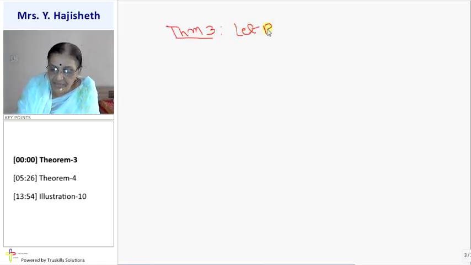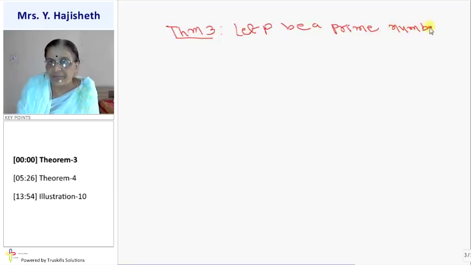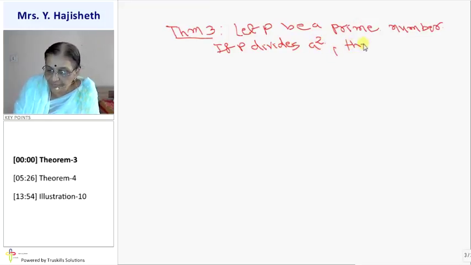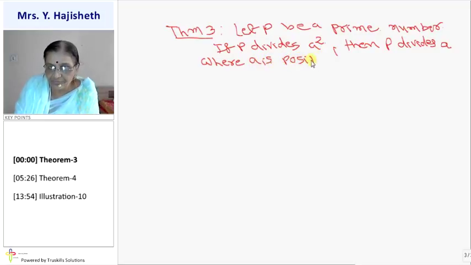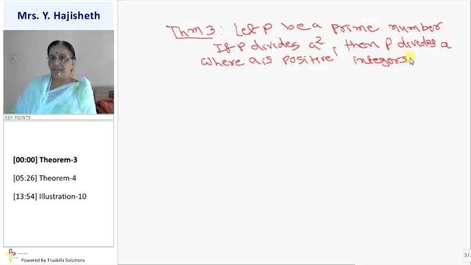Let P be a prime number. You are given one prime number P. If P divides A square, then prove that P divides A, where A is a positive integer. This is your theorem number 3.